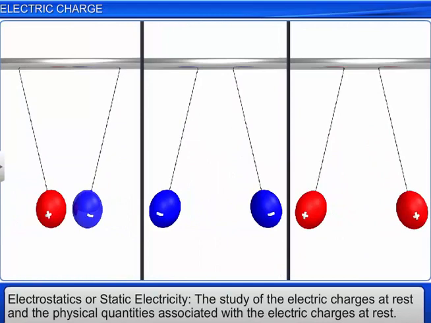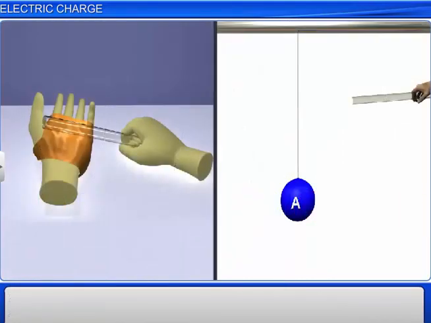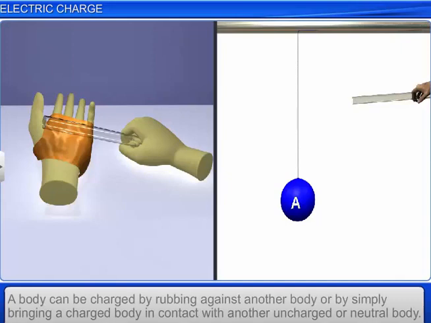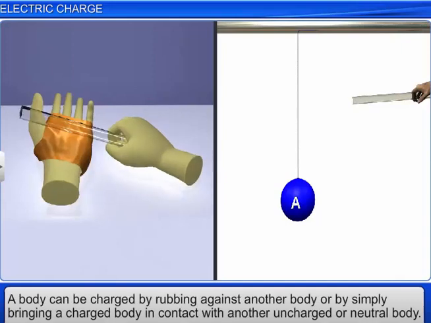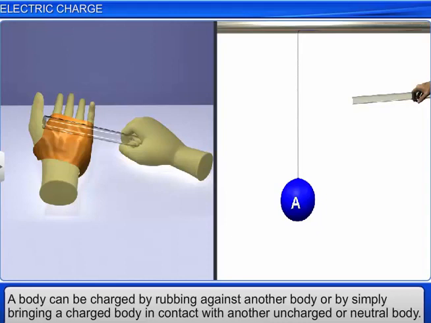The study of electric charges at rest and the physical quantities associated with electric charges at rest is called electrostatics or static electricity. These experiments prove that a body can be charged by rubbing against another body, or by simply bringing a charged body in contact with another uncharged or neutral body.